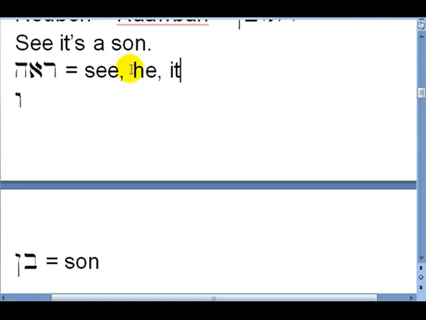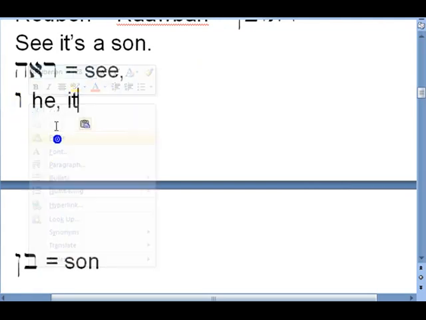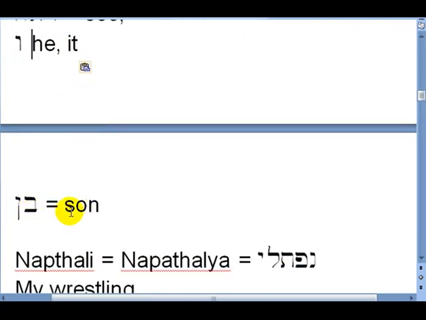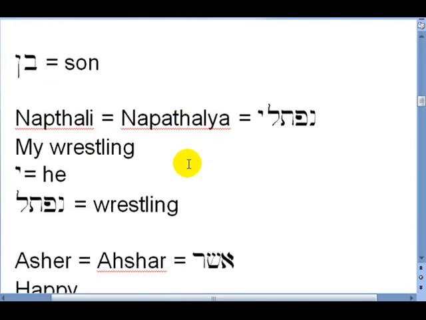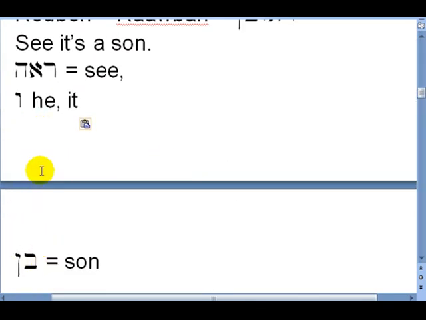Alright, let me just cut this right here, bring it down here. Oops, backspace, paste. Alright, so the wa, the ra'ah, as you see here, the wa is he or it, and then the bun at the end there is son. Alright, so see, it's a son. The reason why I didn't realize that this was here is because it got separated on the page.